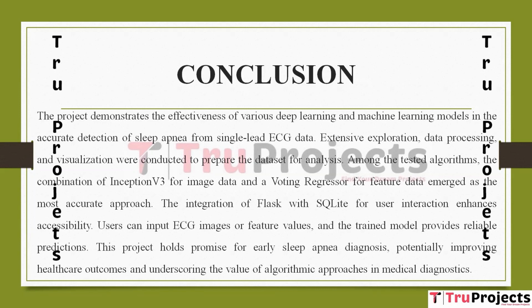Accessibility is improved by using Flask with SQLite for user interaction. Users can provide feature values or ECG images, and the trained model will deliver accurate predictions. In addition to potentially improving healthcare outcomes, this effort shows the significance of algorithmic approaches in medical diagnostics and holds promise for early sleep apnea identification.